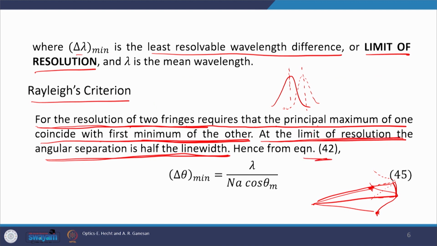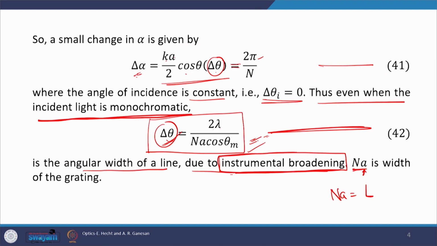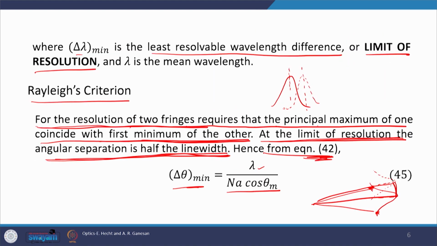At the limit of resolution, the angular separation is half the line width. Delta theta is your line width, and hence from equation 42, the equation I showed you a minute before, delta theta min would be lambda by N A cos theta m. This is coming from equation number 42. We just divided 42 by 2, and then we have this equation number 45, which defines the angular separation at the limit of resolution.